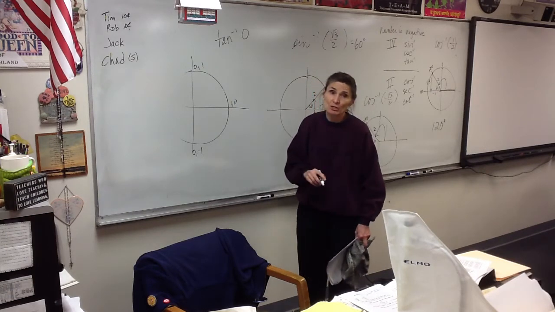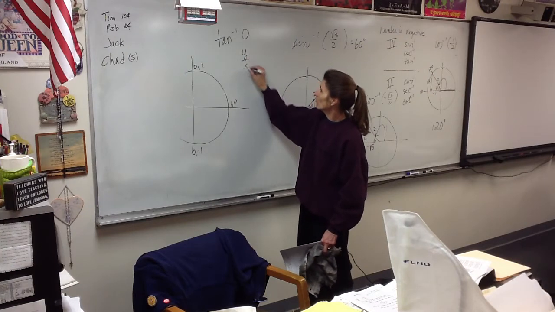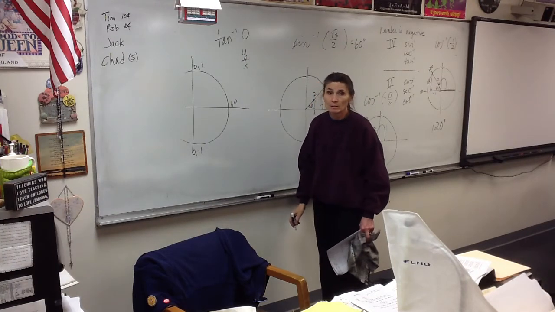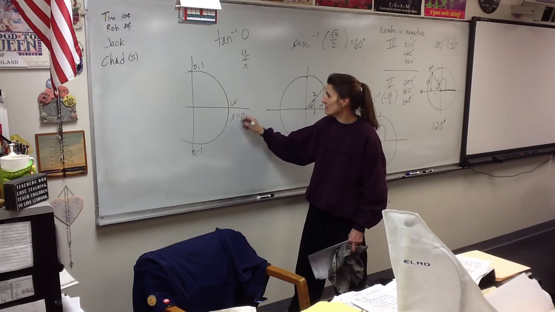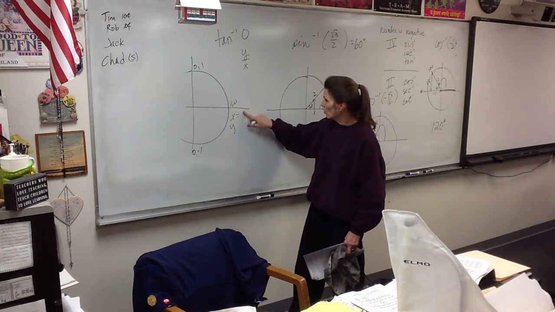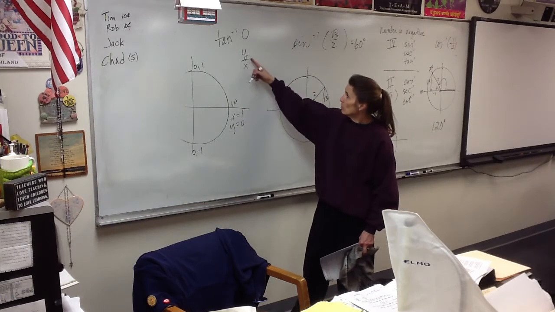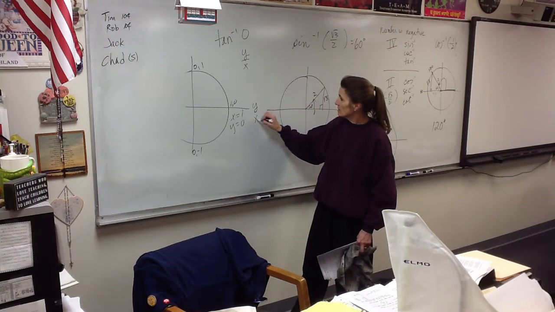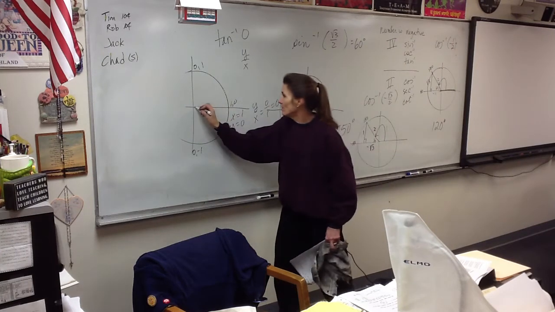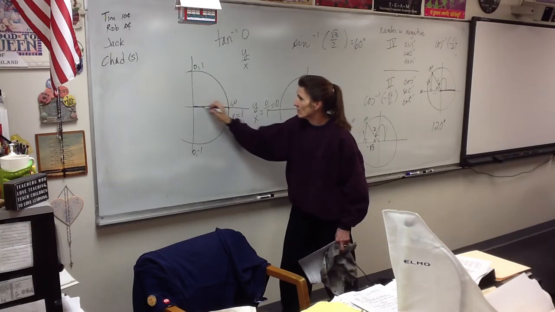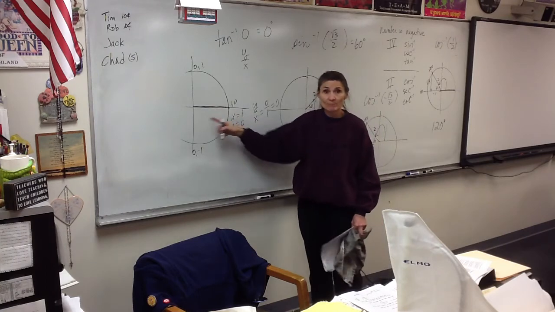Where does the tangent equal 0? Well, remember, tangent is y/x. So if you look right here, x is 1 and y is 0. If you put y/x, you get 0/1, which is 0. This angle is your answer, and that is an angle of 0 degrees.